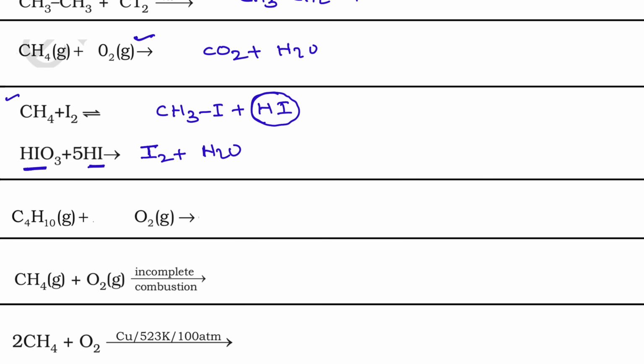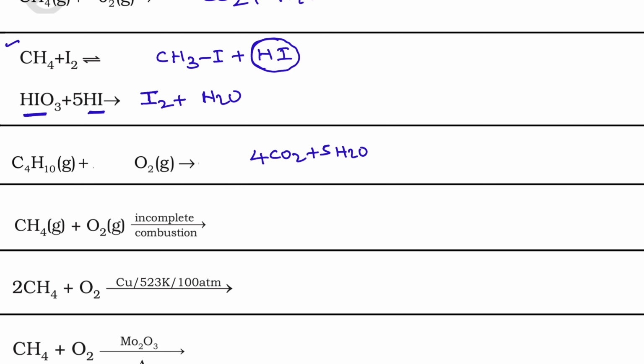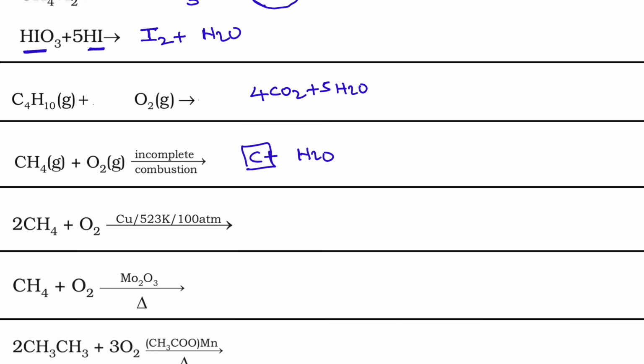Next one, this is also a combustion reaction. So 4 carbons are present, therefore it is 4CO2 plus H2O. Accordingly you can balance the reaction. And incomplete combustion will give you carbon black and water. And what is the use of this carbon black, once you think?